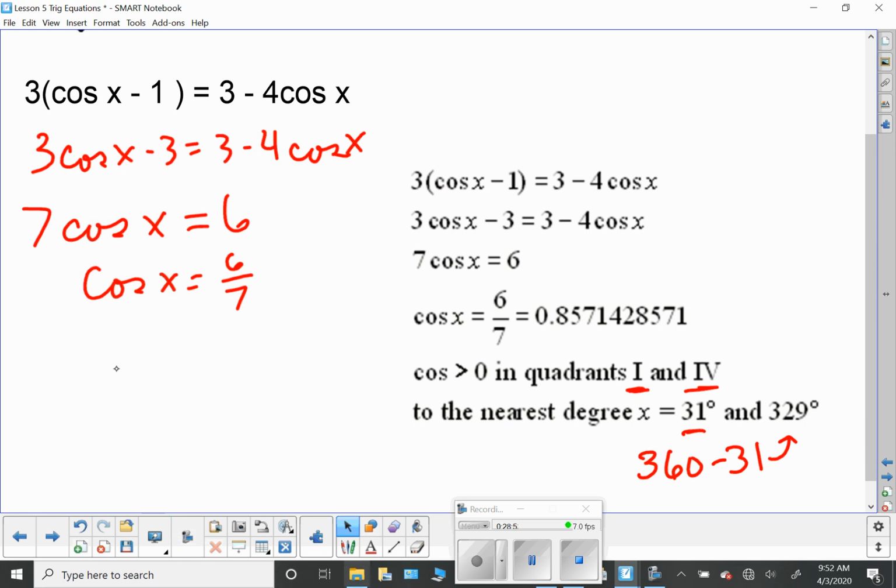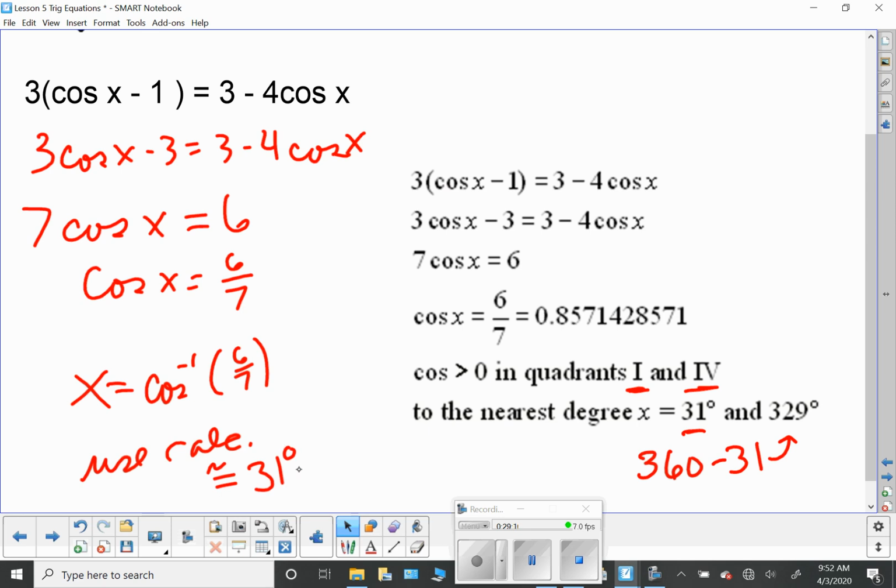So again, this one, x is equal to the inverse cosine of 6/7. Use the calculator. The calculator will give you approximately 31 degrees. So you've got one answer. Now you've got to use that answer to find your other answer.